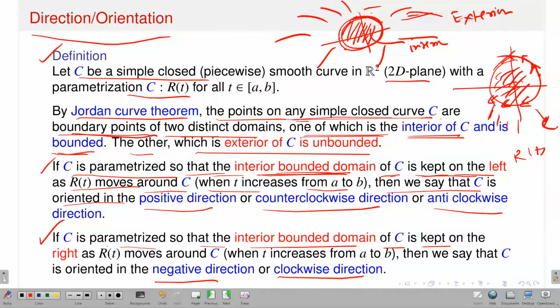Whereas if T moves from A to B and R(T) moves in such a way that I have the interior bounded domain on the right-hand side, then I will say that it moves in the clockwise or negative direction. So this is the picture.